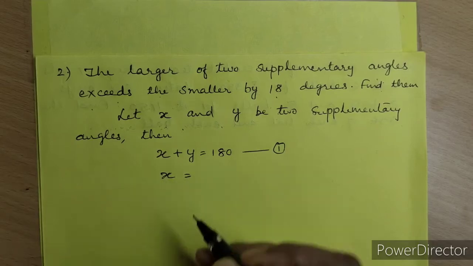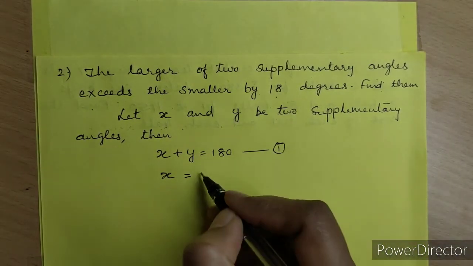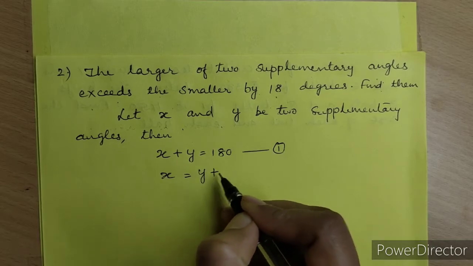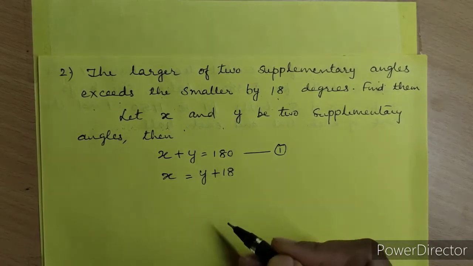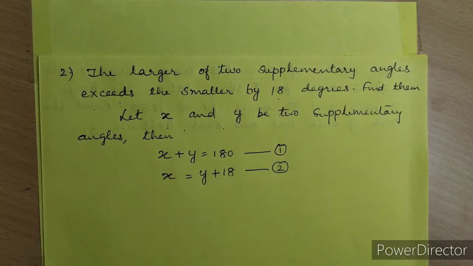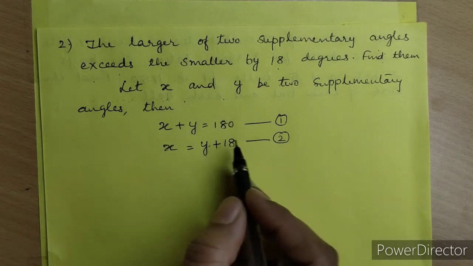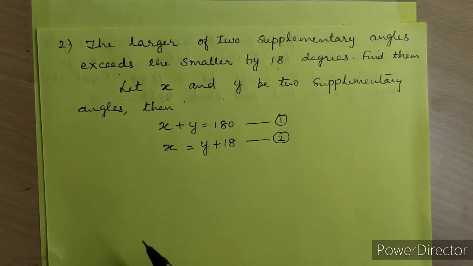Next take this condition: the larger of the two supplementary angles, let the larger be x. So x is equal to, larger exceeds the smaller by 18. So the smaller one exceeds means more than, so y plus 18. Second equation. So two equations you got, you can substitute and find the answer. Here also x is equal to y plus 18, directly they have given.